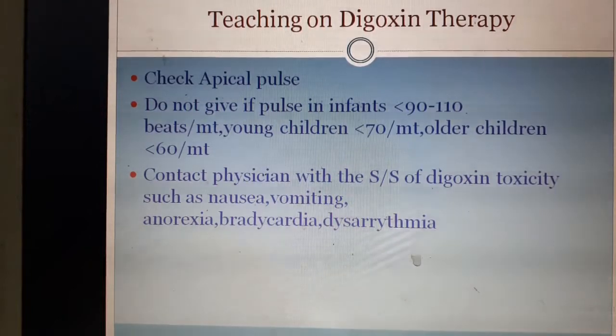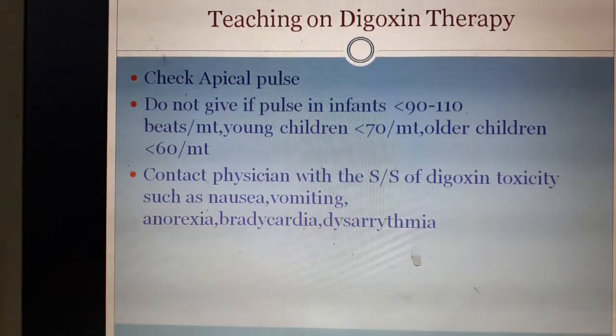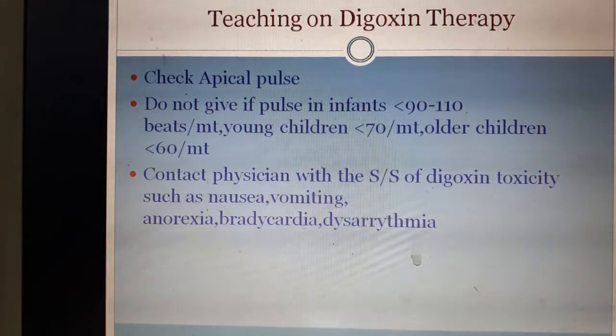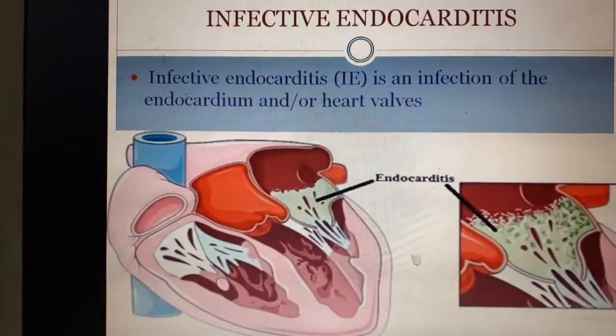When you teach on digoxin, we need to teach the parents how to check the apical pulse and not to give digoxin if the pulse in infants is less than 90 to 110, in young children is less than 70, and in older children if it is less than 60 per minute. We need to tell them about digoxin toxicity. If more dosage is given, they can have nausea, vomiting, anorexia, bradycardia or dysrhythmia. So teach them to give the right dosage promptly and appropriately.